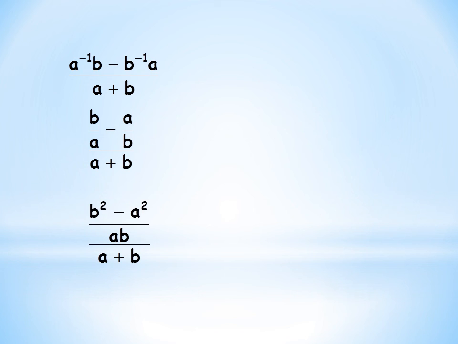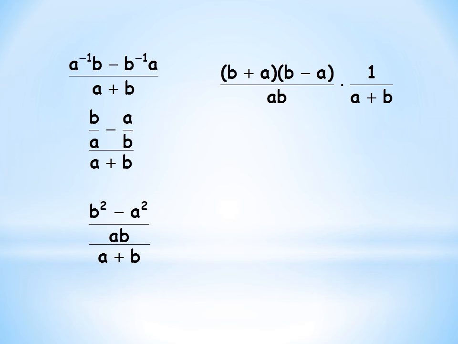All right, let's try this one. First step you always want to do is rewrite those negative exponents as fractions. So the first one I'll have b over a, the second one I'll have minus a over b. Get a common denominator in the numerator, which would be ab. Flip the second one and change it to multiplication. Here b plus a is the same thing as a plus b, so I can cancel those out. And so I'll have b minus a all over ab.